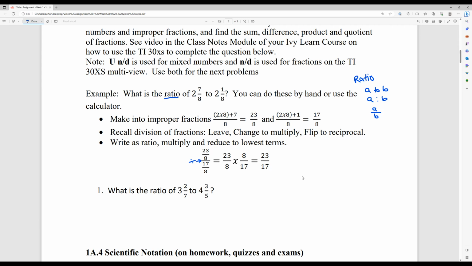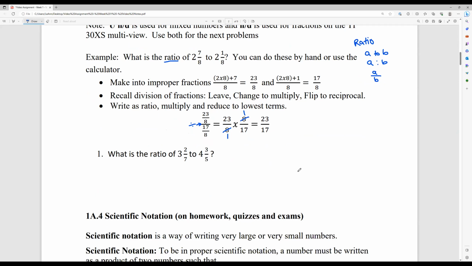What you'll notice here is that we could just multiply across. Our numbers would be bigger than we see here, but because we have multiplication, you can cross reduce. That means if there's something that goes into both of these numbers evenly, we can divide by it. And since they're both 8, we can divide them both by 8. So that makes this 23 times 1 over 1 times 17, which is 23/17.